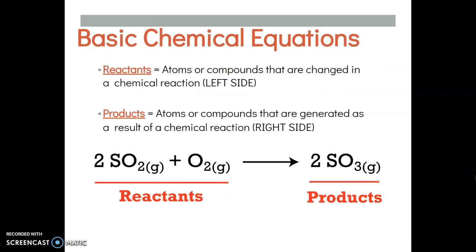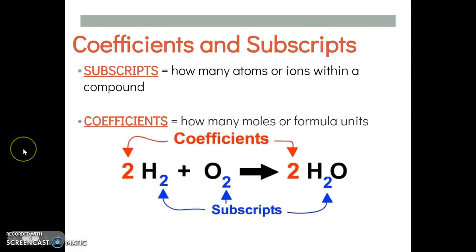Just a reminder, in a basic chemical equation, your reactants are on the left-hand side and the products are on the right-hand side. So on the left we have our reactants as what goes in, and on the right we have our products which come out. That is just a review because we've already talked about that when we got our intro into chemical reactions.